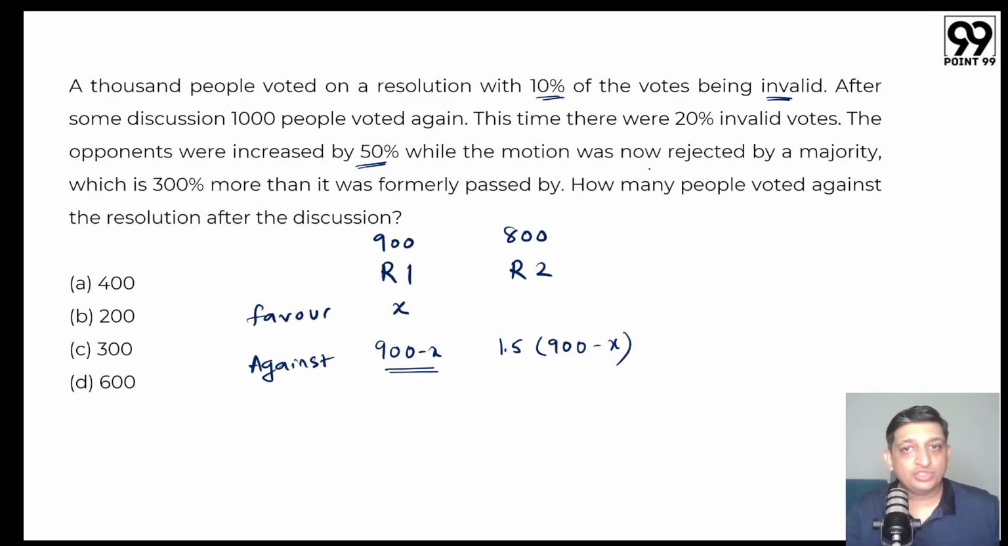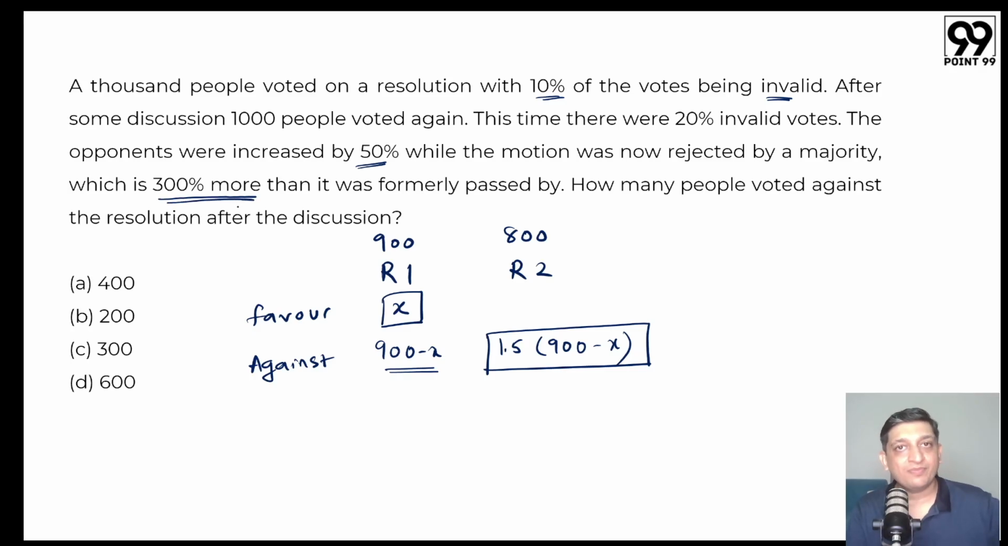While the motion was now rejected by a majority, so the majority of the people rejected the motion. So earlier the motion was passed and now the motion has been rejected. So the boxes tell me which one is the dominant party. We also know that now it was rejected by a majority which is 300% more.